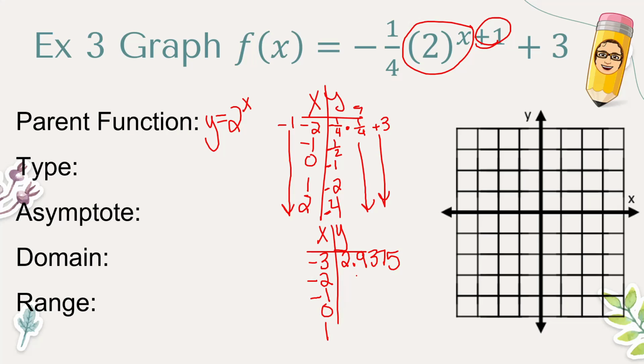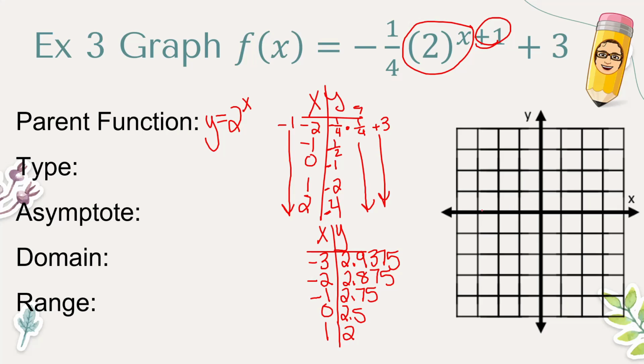Times, find my next number. 2.875. -1 times a fourth is -1/4 plus 3 is 2.75. Can kind of do these numbers now. -2 times a fourth is -1/2 plus 3 is 2.5. And -4 times a fourth is -1 plus 3. That is 2. All right, let's graph here.